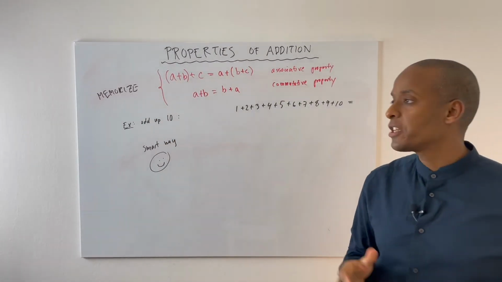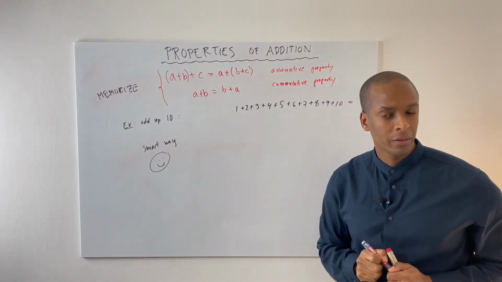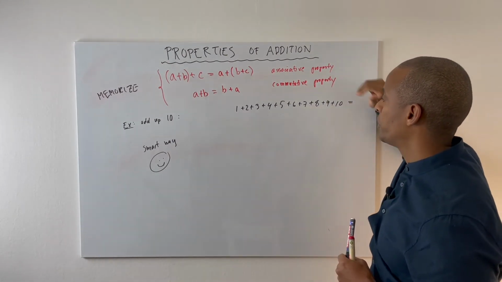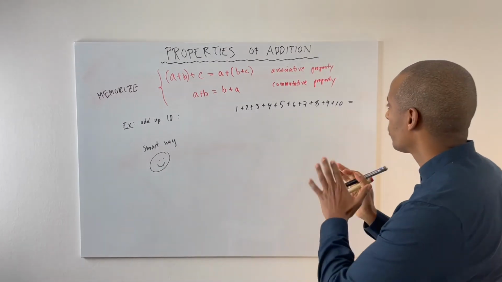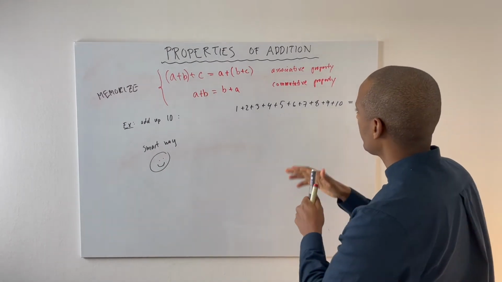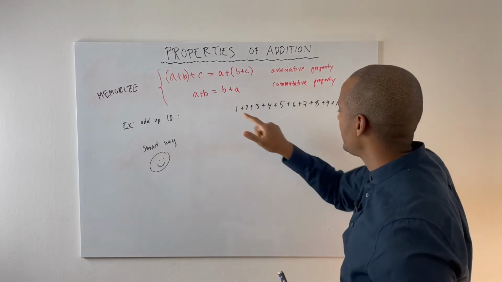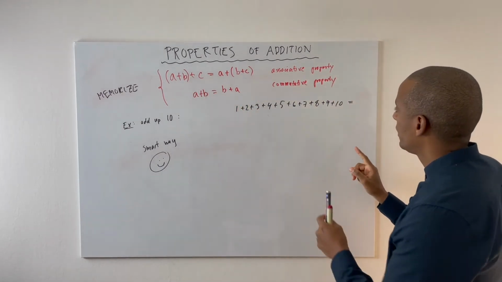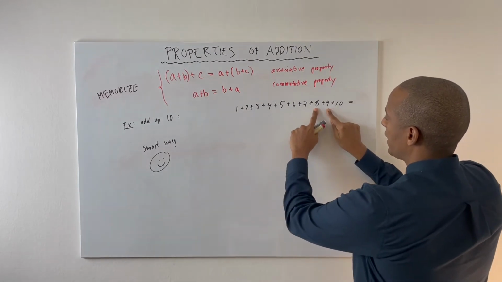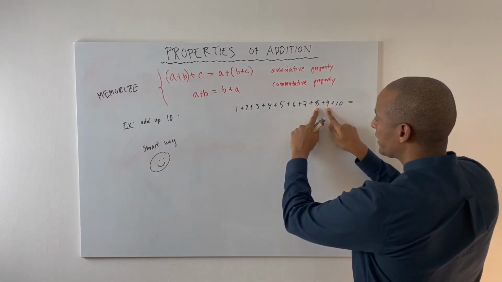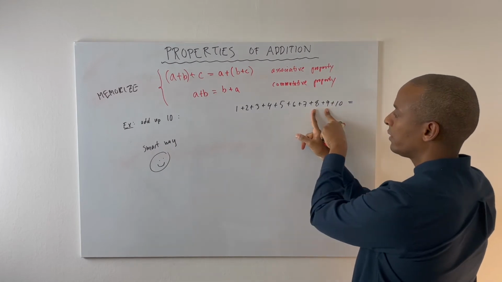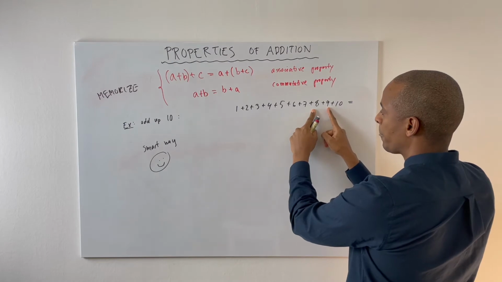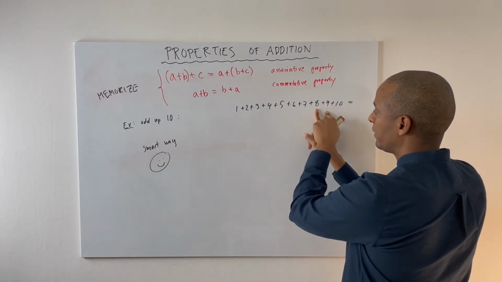So now, guys, let's do it the smart way, okay? And we're going to use the associative and the commutative property. If you look at the commutative property, it says that a plus b is equal to b plus a. So here we have 8 plus 9. Instead of writing 8 plus 9, we can write 9 plus 8, right? So now we changed the place of the 8 and the 9.